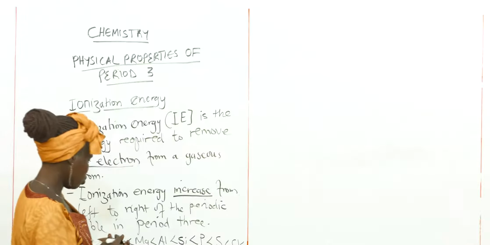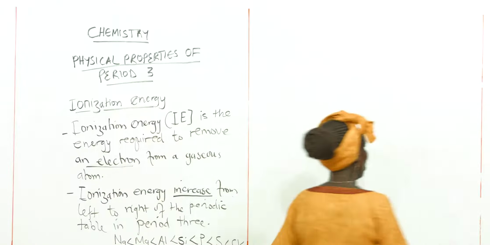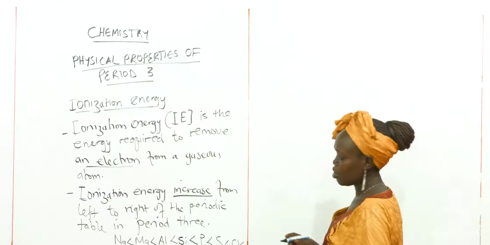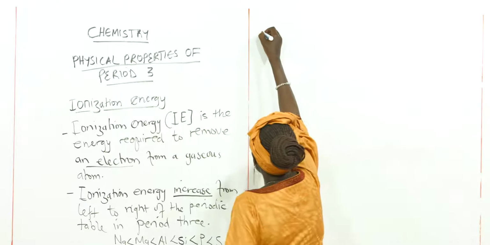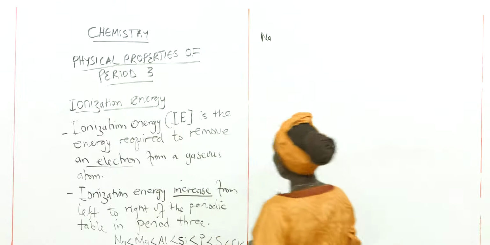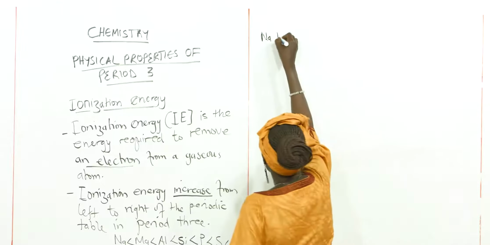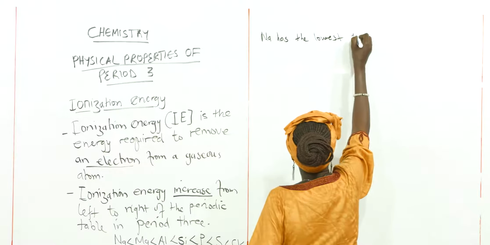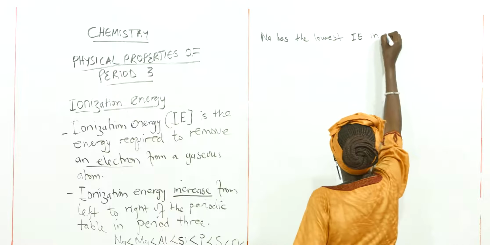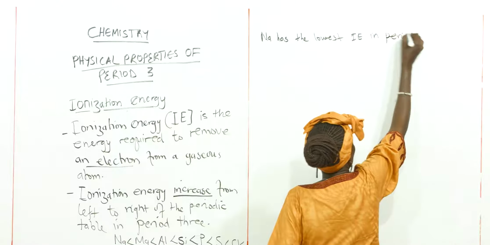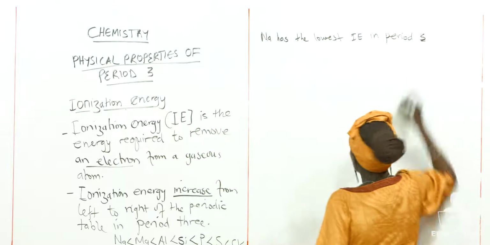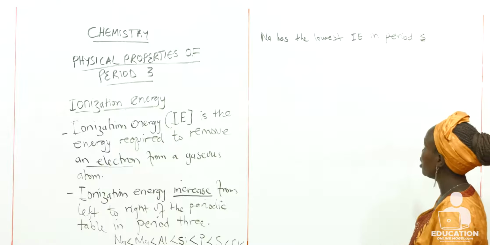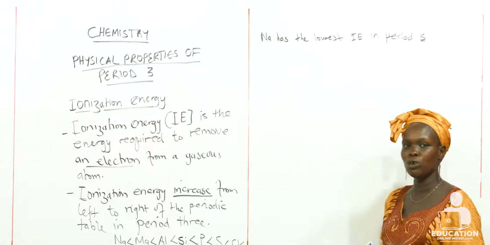So as we move from sodium to argon, the ionization energy increases. The element that has the lowest ionization energy is sodium, with the symbol Na. Sodium has the lowest ionization energy in period 3. As we move from left to right, sodium has the lowest ionization energy compared to the rest of the elements in period 3.